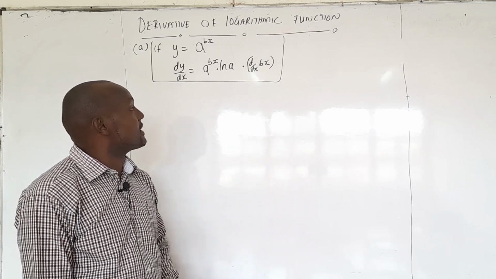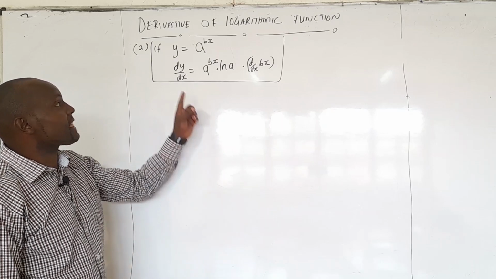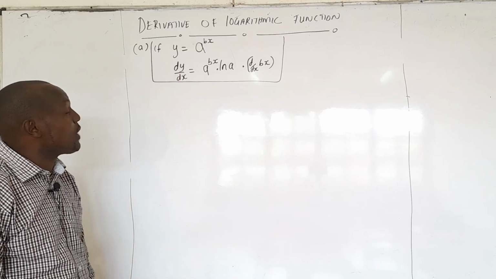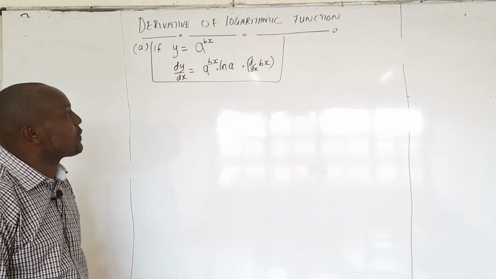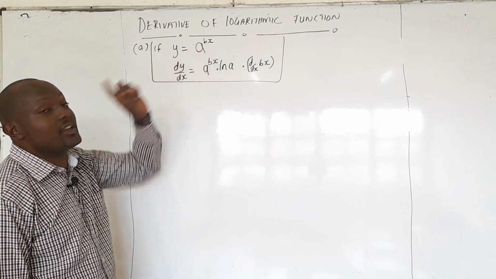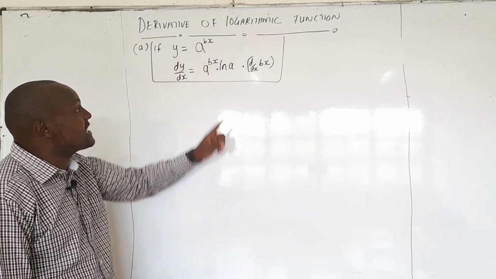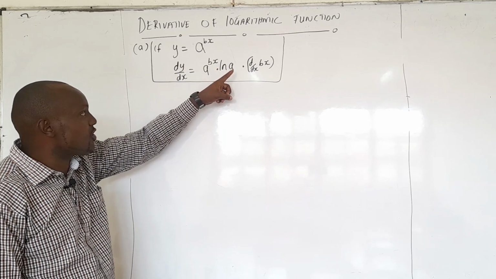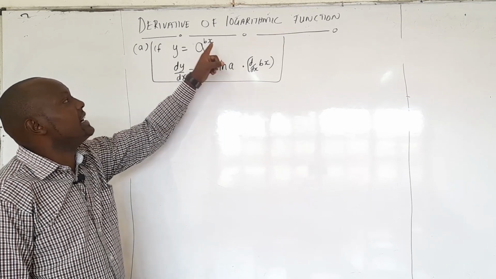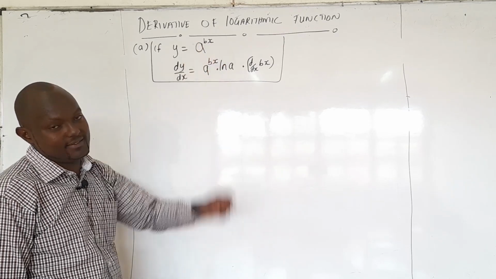So let's look at this one. If you are given now y is a to power bx, what will happen if you differentiate y with respect to x? The function will remain the way it is. Then you add natural log of this base, natural log of a times the derivative of the exponent.